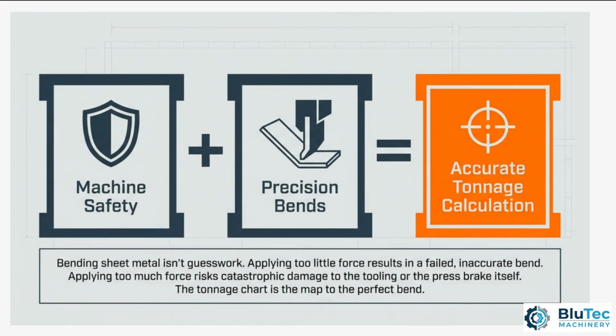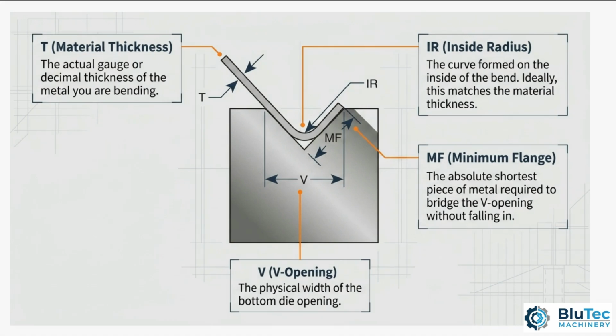standard tonnage chart. First is T, which simply stands for material thickness. Next is V, which represents the V opening, or the width of the bottom V die. You will also see IR, which stands for the inside radius of your bend, and MF, which is the minimum flange length needed to safely perform the bend.